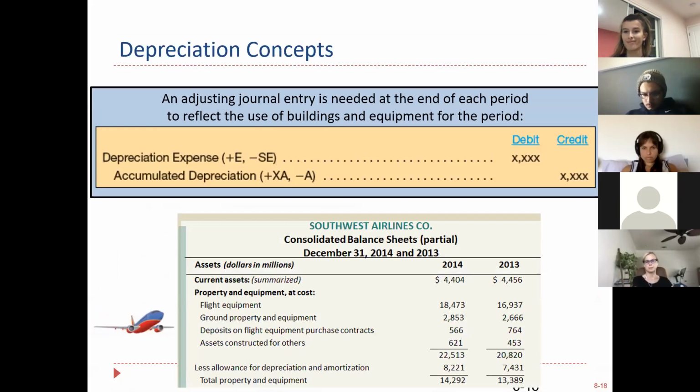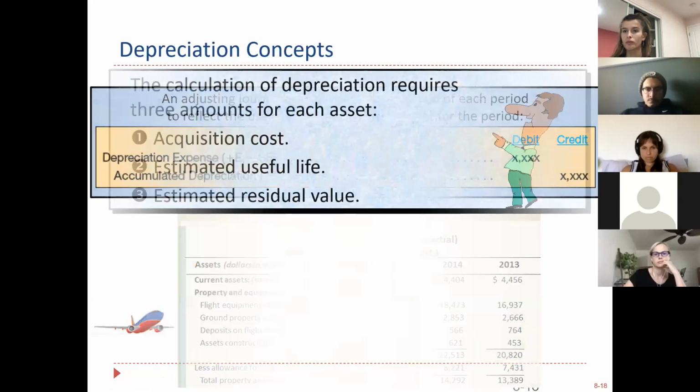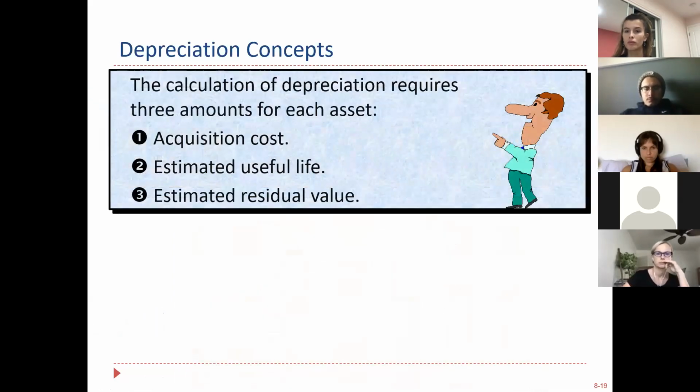There's your adjusting journal entry, debit depreciation expense, credit accumulated depreciation. There you go. The calculation of depreciation requires 3 things to consider.